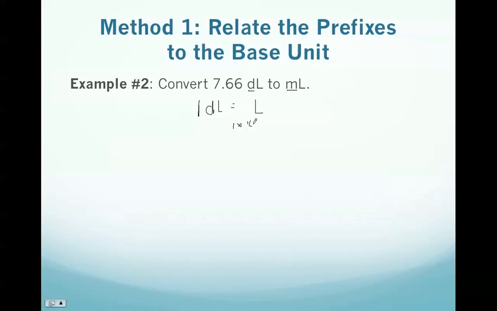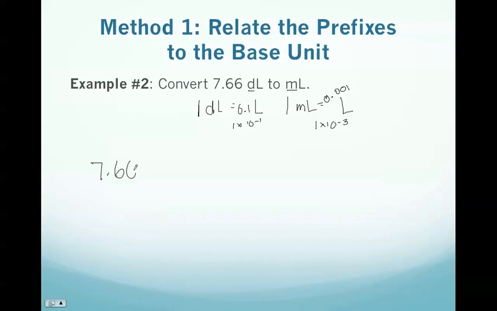This is 1 times 10 to the negative 1 if you look it up on Table C, which is 0.1. And then I also have another conversion factor where I'm going to relate milliliters to liters. Remember, this is where we're relating those prefixes to the base unit. Place a 1 in front of milliliters. This is 1 times 10 to the negative 3, so that means this is going to be 0.001. All right, so now let's set these up.